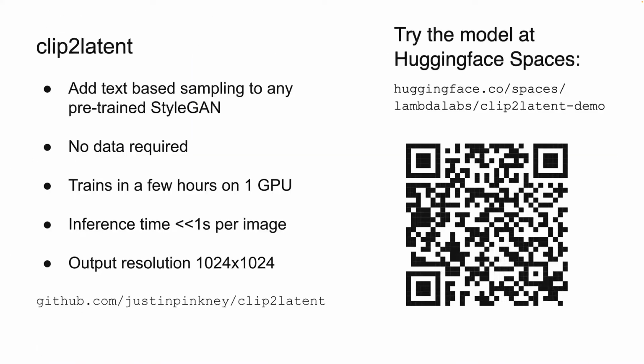So in summary, we've discussed CLIP2Latent, a method for adding text-based sampling to any pre-trained StyleGAN. It's data efficient because it doesn't require any external label data. That's all generated from the GAN itself. It's compute efficient because it trains in a few hours on a single GPU, and at inference time, using tricks like time-step respacing, we can generate images with times much less than 1 second per image, and we get output resolutions of 1024 by 1024 pixels, the native resolution of the pre-trained StyleGAN.